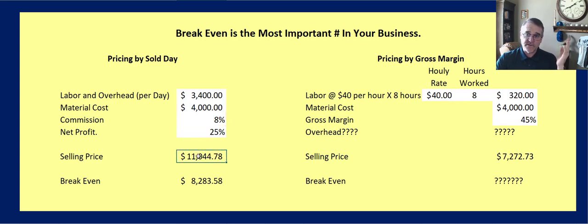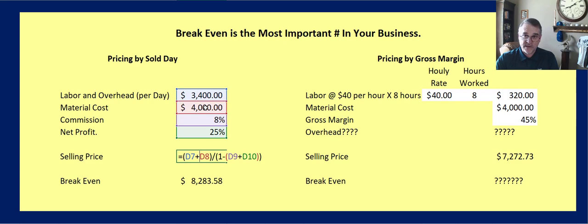Okay, this is your selling price, because it's easy math. You're adding up the sums, the 3,400 and the 4,000, to get $7,400, and you're going to add together the percentages. So basically, you've got 33% here: 1 minus D9, which is the 8% commission, minus the net profit, equals 33. So you subtract that from 1, and that's going to give you 67. To find the margin, you have to divide by the inverse, and that's what you're doing here.